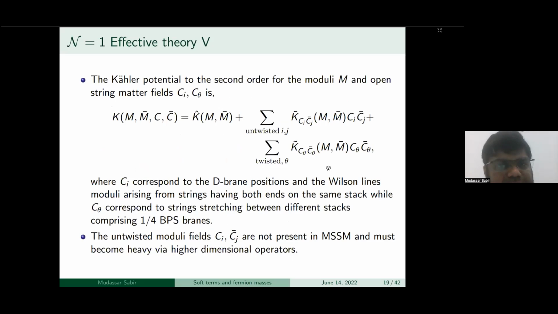The Kähler potential to the second order for the moduli M and open string matter fields C_i and C_theta is given by the following relation, where C_i correspond to the D brane positions and Wilson line moduli arising from strings having both ends on the same stack, while C_theta correspond to strings stretching between different stacks comprising 1/4 BPS branes. The untwisted moduli fields are not present in the MSSM and must become heavy by higher dimensional operators. So we are only concerned with the first term and the third term.